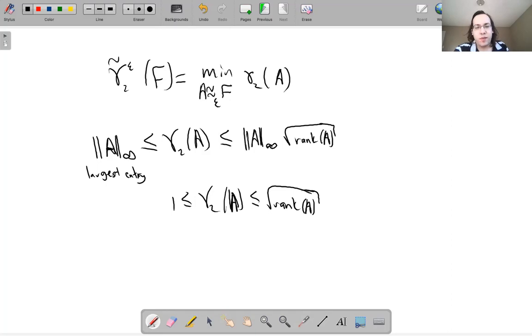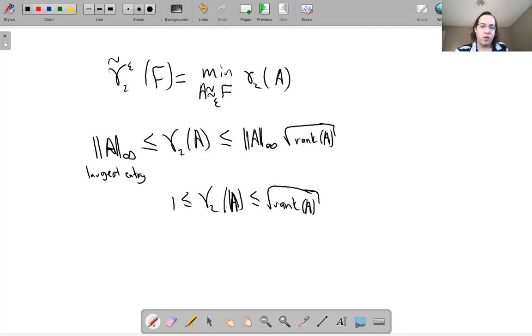So we'll eventually be interested in the log of this measure, and so the square root is not too much of a loss. It's not too scary. It's really just a factor of 2. Okay, but of course, gamma 2 norm can be smaller. It doesn't have to be equal to square root of rank.